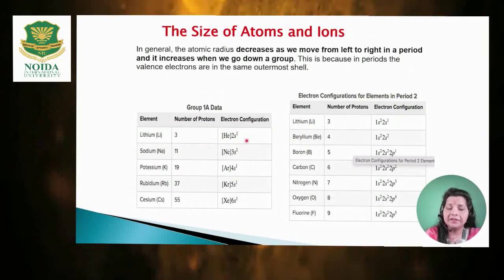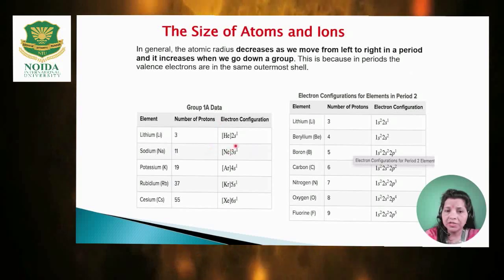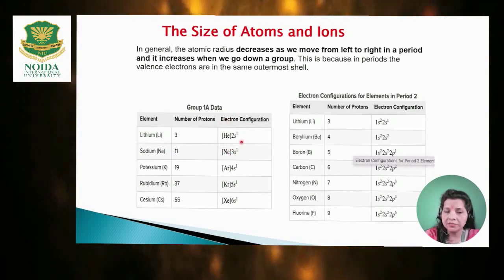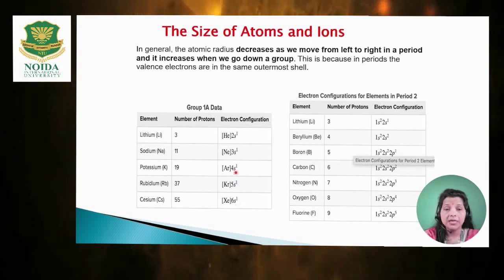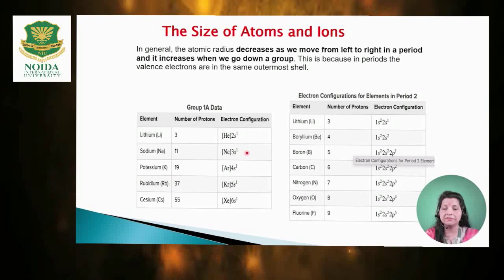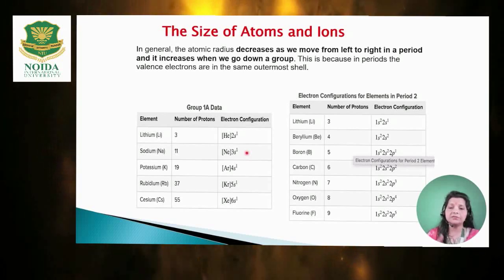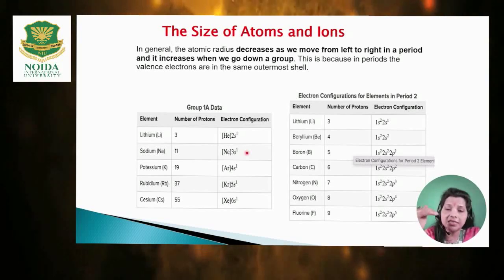Whenever you are moving up to down on the periodic table, as lithium, sodium, potassium, rubidium and cesium, you can easily check here: it is 2s1, 3s1, 4s1, 5s1 and 6s1, meaning the valence electron is in the next shell. After 2 you have 3, then 4, then 5, then 6. This means the distance from the nucleus is increasing when you move from up to down in a periodic table.